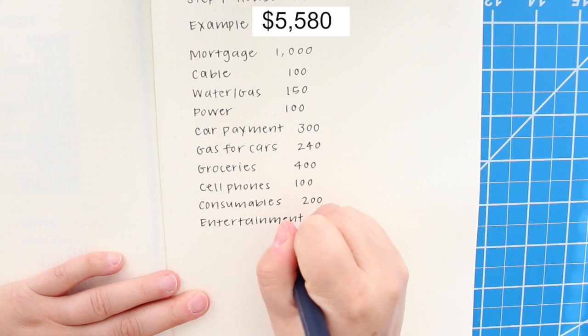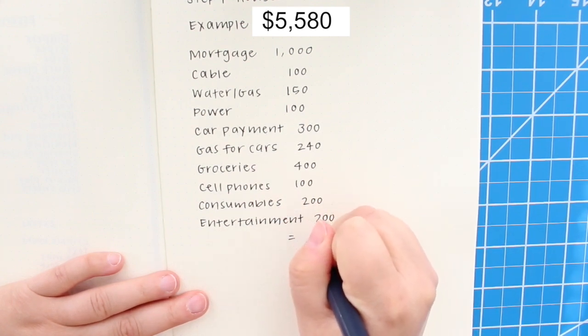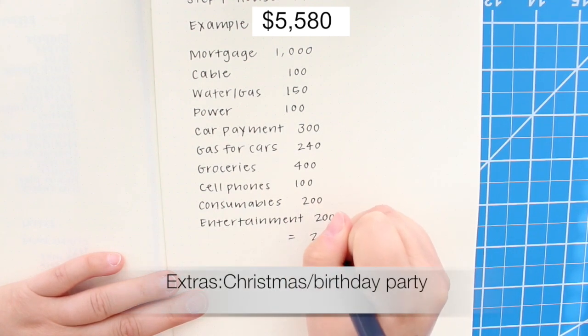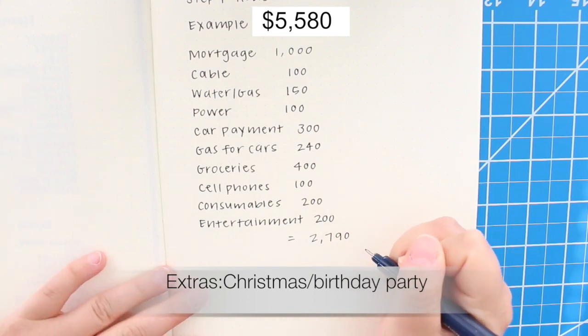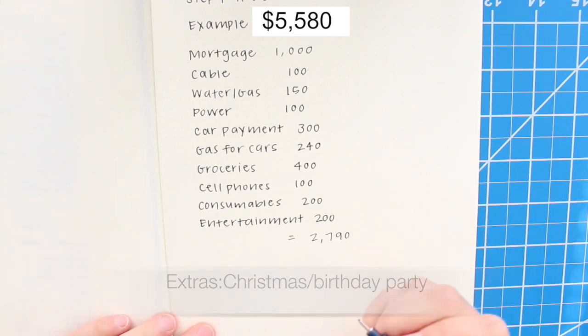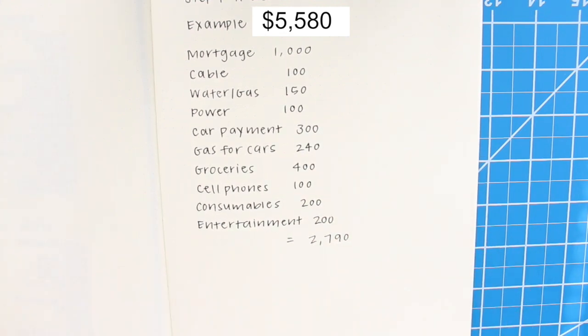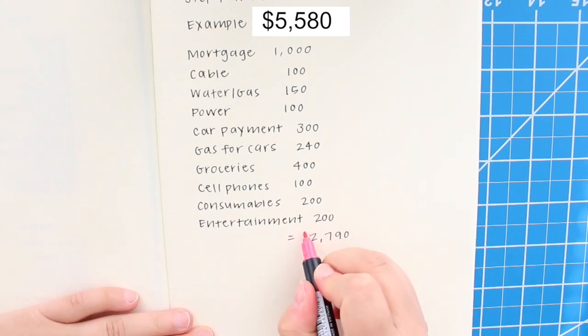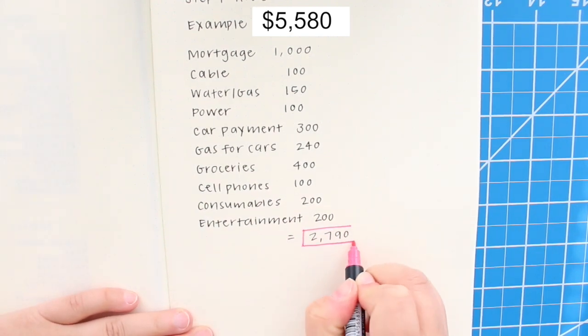After you've written down all of your bills for the month, this is where you would go in and write down extra things that you're saving for. The next thing that you're going to do is just add everything up. So take all of your bills, add them up, and then we're going to go ahead and move on to step number 2.